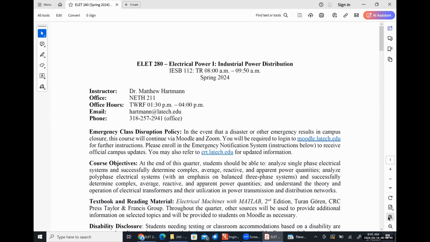So the course objectives for this class is really to take what you learned in Mr. Gill's ELET 221 class and apply that towards power systems. So we're going to start by looking at single phase power systems, then move on to polyphase power systems with a specific focus on 3-phase systems, which is how electricity is distributed in pretty much all industrialized countries.